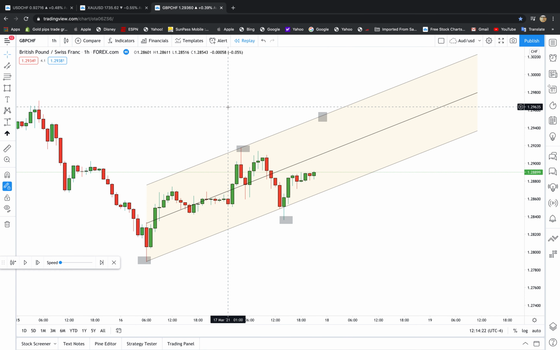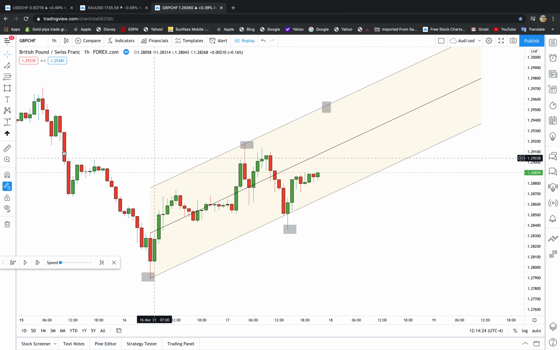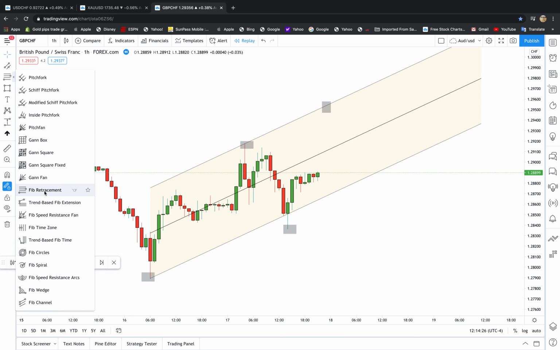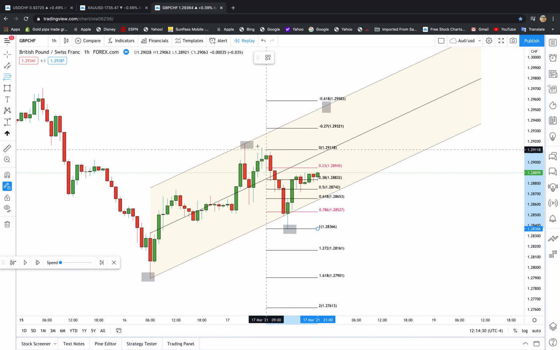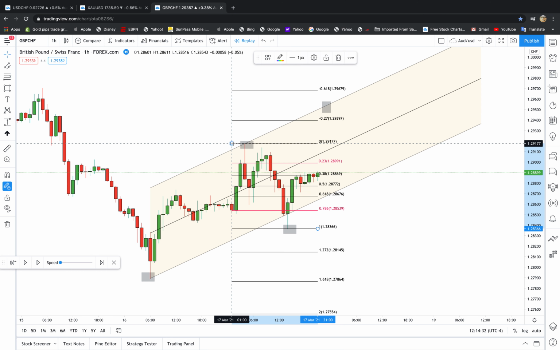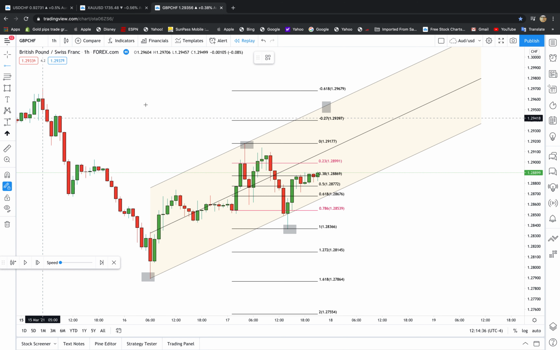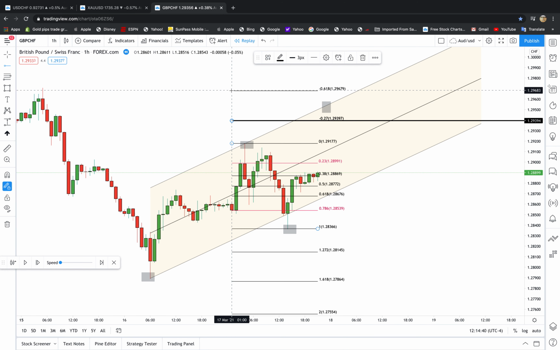So it's going to be somewhere over here. So all I'm going to do is measure this leg to get my take profit area. And I get negative 27. So that is my first take profit. And then negative 16.18 is my second take profit.